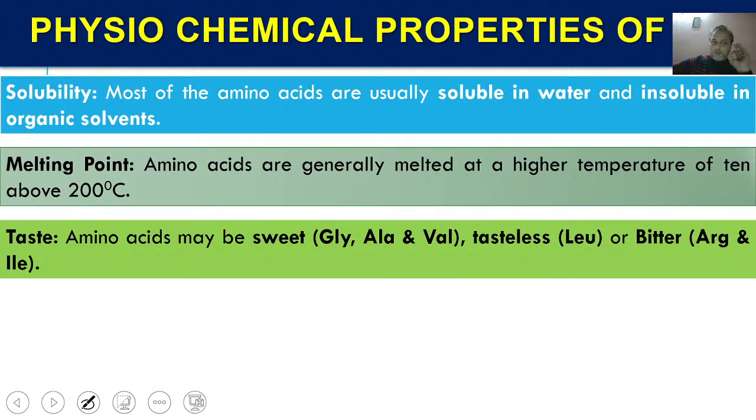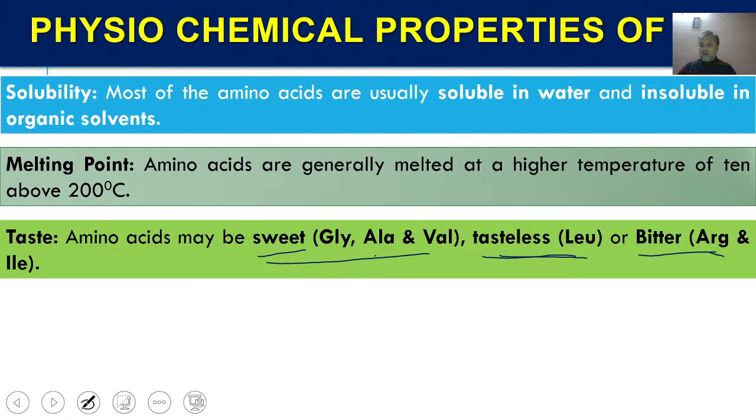Now, the next property is the taste of amino acids. Every amino acid has a specific taste. Whenever we eat it, it gives a specific kind of taste. Some amino acids are sweet, some are tasteless and don't have any specific taste, and some are bitter. Glycine, alanine, and valine are sweet in taste, whereas leucine does not have any taste, and arginine and isoleucine are bitter in taste.